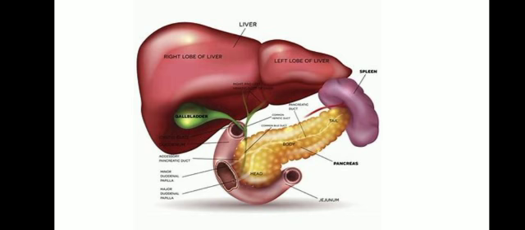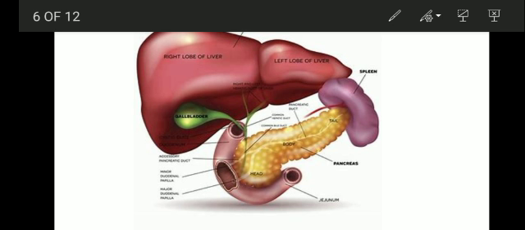Next we are going to see the pancreas. You see the pancreas is a leaf-like gland. Liver and pancreas are both connected by a common tube. Their secretion enters the duodenum part through a common tube.